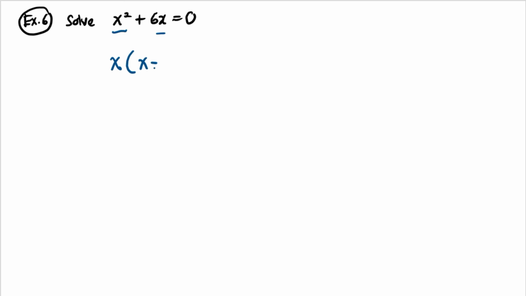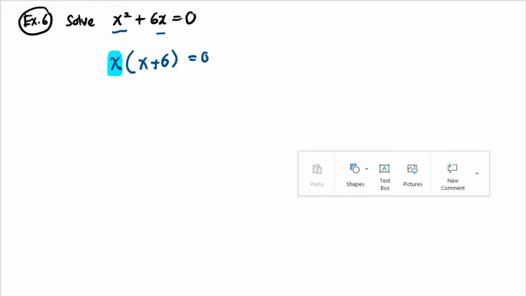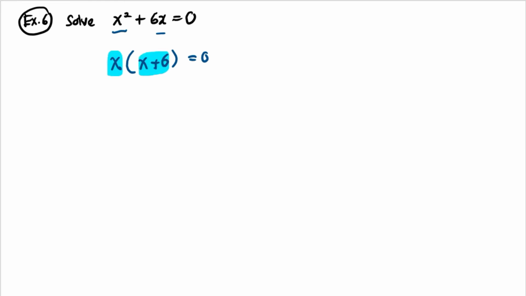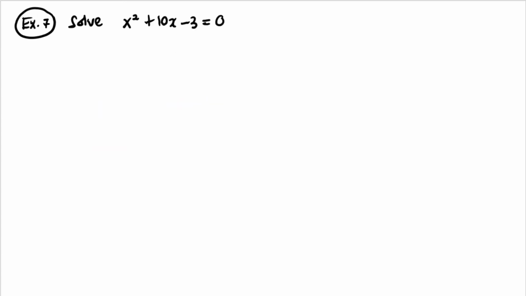So you have something like x times (x plus 6) equal to 0. Of course you can consider x equal to 0, and another one, x plus 6 equal to 0. So you have x equal to 0, and x plus 6 equal to 0. Therefore our answers will be x equal to 0, and x equal to negative 6. We are done, right?